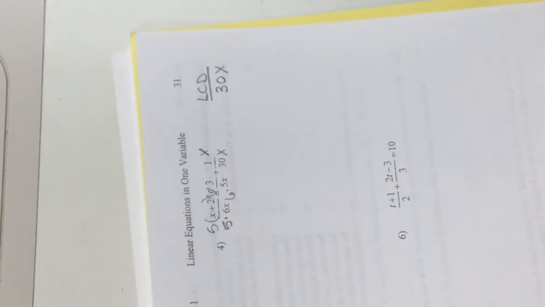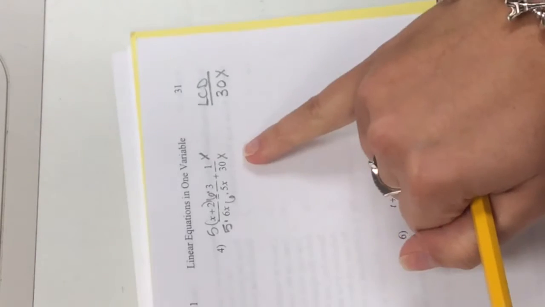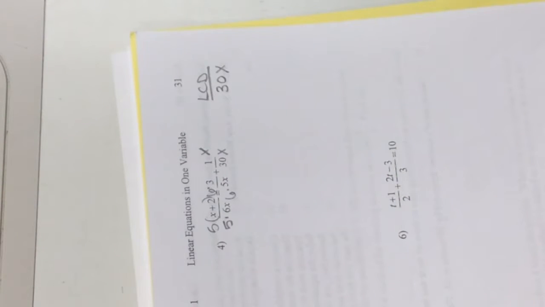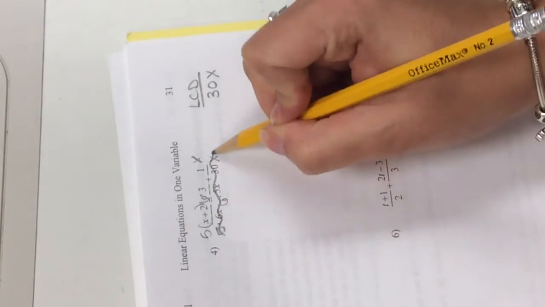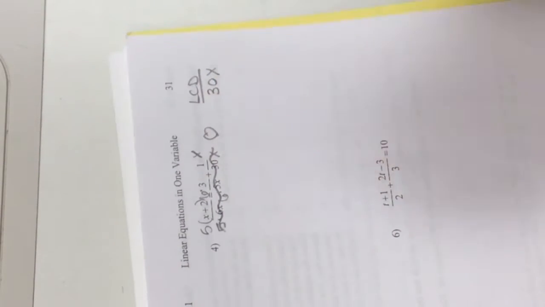Now we have 30x for each of these denominators. What happens with them now? Cross them out.